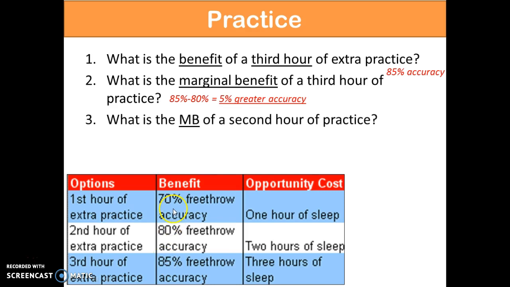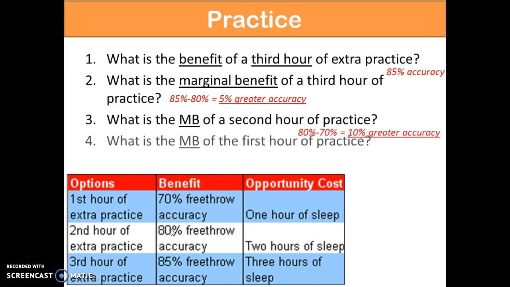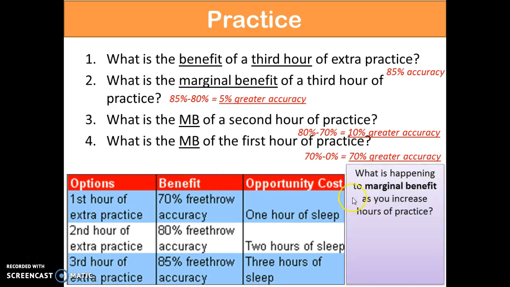The 2nd hour of practice is the difference between 1 and 2 hours of practice, which is 10%. And what might be a little tricky here is the 1st hour of practice. If you don't practice at all, you're not going to have any benefit. But if you do 1 hour, you're going to get 70. So the difference between 0 and 70, of course, is 70. So you should start to see a pattern happening. What's happening to marginal benefit as you increase the hours of practice? So as we practice more, the marginal benefit goes from 0 to 70, 70 to 80, 80 to 85.